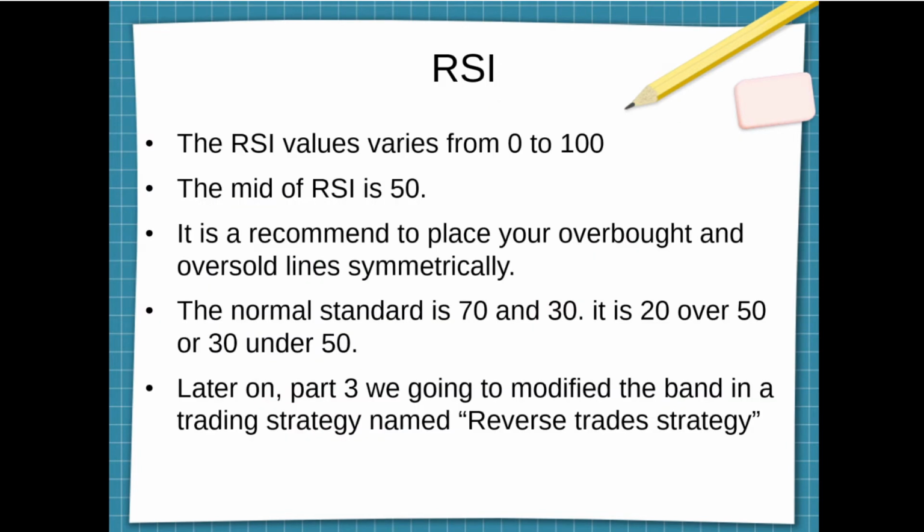So the RSI value, like I said, varies from 0 to 100. The mid is 50. Now it is recommended to place your overbought and your oversold lines symmetrically. So the normal standard is 70 and 30, so it's 20 over 50. So 20 over 50 will give you the upper band, and 20 under 50 will give you the lower band.